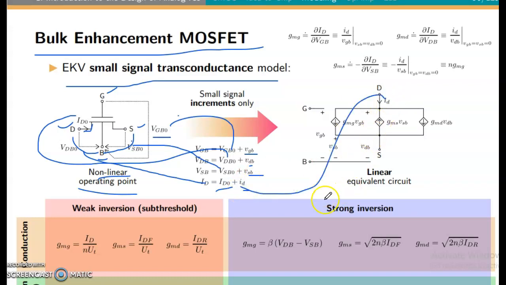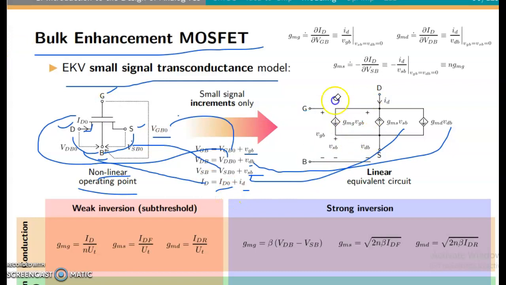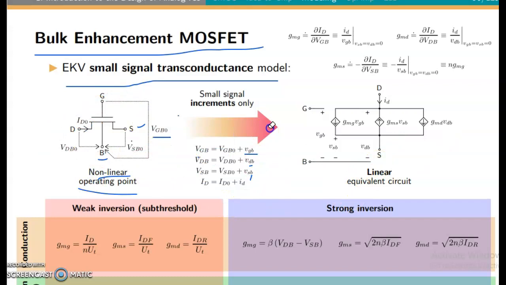This ID, this VGB, VDB, we got from the linear equivalent circuit. Okay, got it. And then GMS, GMG, this one we have already seen.